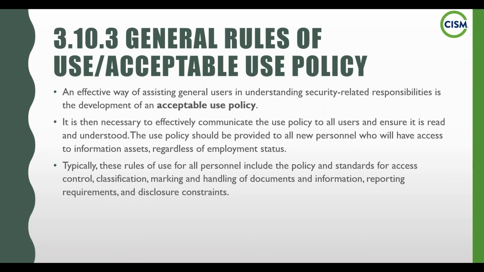An effective way of assisting general users in understanding security related responsibilities is the development of an acceptable use policy. That's what I was telling you earlier. The acceptable use policy is communicated to all the stakeholders, all the employees within your organization, so that they are aware of what is required, what the expectations from them are, and what they can do in order to meet those expectations. Typically, the rules for use of personnel also include the policy and standards for access control, classification, marking, and handling of documents. We talked about what information classification is, right?